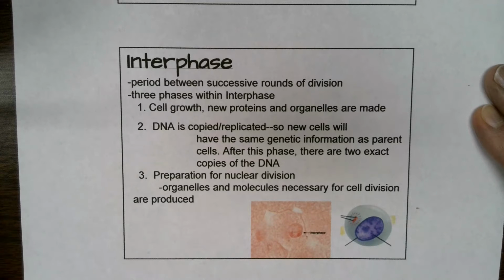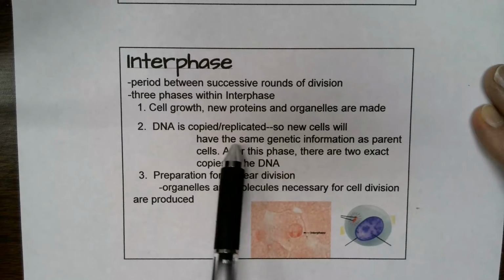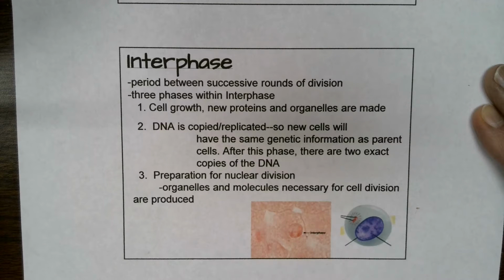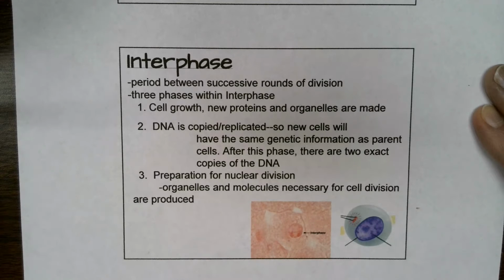The DNA is going to be copied during the S phase, which stands for synthesis, or replicated, okay, duplicated, so that each new cell is going to have the same amount of genetic information as the parent cell. All right, so after the S phase, there are two identical copies of every strand of DNA in the cell. Then the nucleus is going to prepare to divide during the G2 phase.